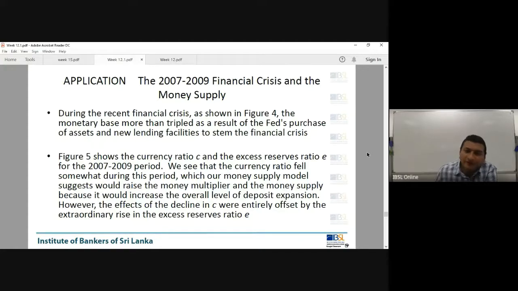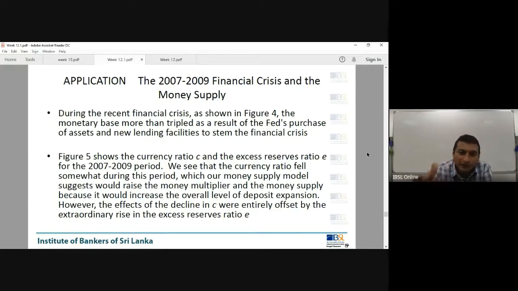However, the effect of the decline in the currency ratio, C, was entirely offset by the extraordinary rise in the excess reserve ratio, E, because during this period, expanding the monetary base has not helped to expand new deposits. That means there is not necessarily a deposit expansion. Banks have increasingly kept those in excess reserves instead of extending them in new loans.